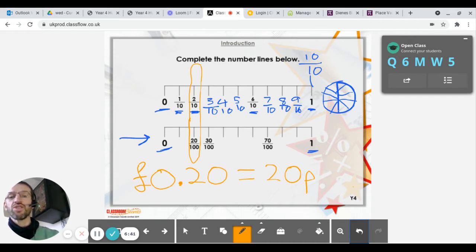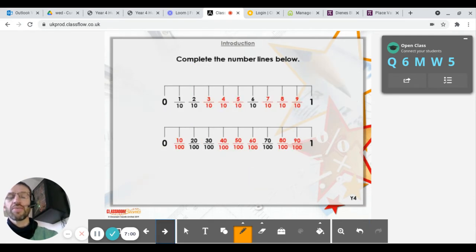So we've got 20 hundredths here, we've got 30 hundredths, we've got 70 hundredths. So if there's 20 hundredths there, I think we're going to have 10 here, and so on. 40 there. A little bit hard to write in. Let's see what they say.